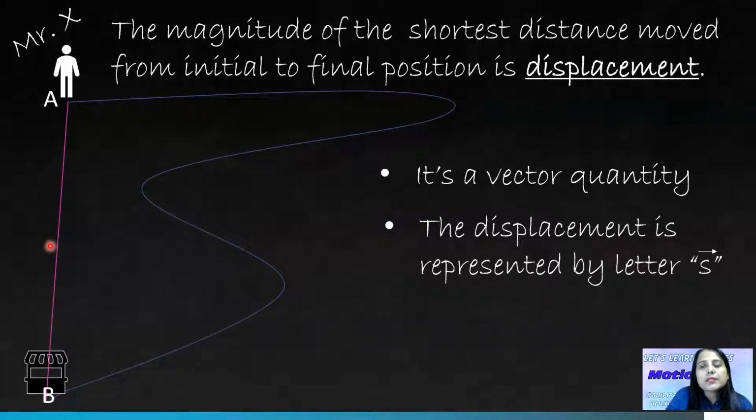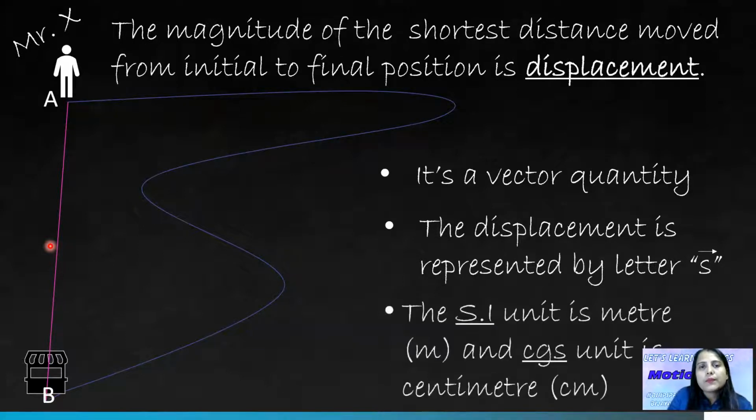The displacement is represented as letter S with an arrow sign at the top. That is an indication of vector. So this indicates that displacement is a vector quantity. Next, the unit. If we talk about unit, it is same as distance. Okay, so it will be sharing the same SI unit. It will be meter and the CGS unit is centimeter.